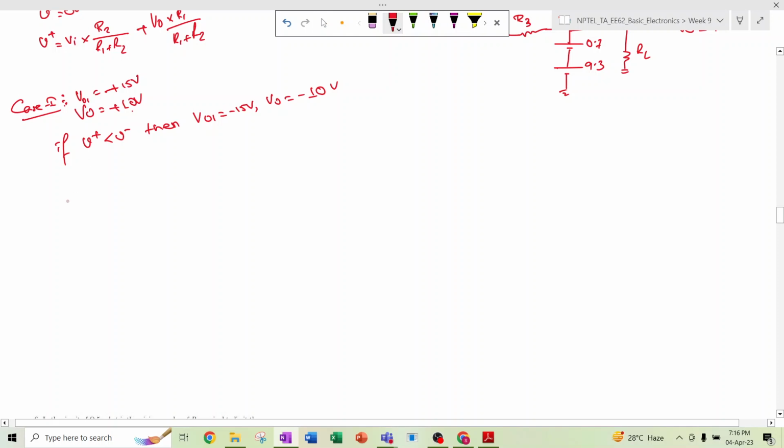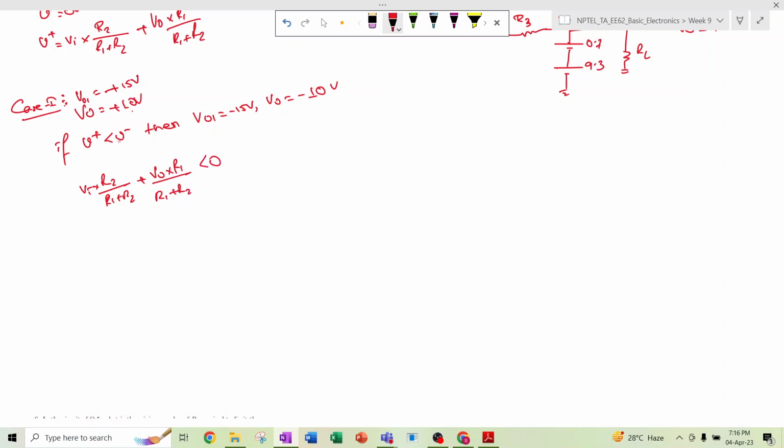So what is happening? V plus is Vi into R2 divided by R1 plus R2, plus VO into R1 divided by R1 plus R2, if it is less than 0 volt. V minus is 0, right? This is 0 and this is V plus. So if this is less than 0, that means Vi into R2 divided by R1 plus R2 is less than minus VO into R1 divided by R1 plus R2. These two cancel out, so Vi should be less than minus VO into R1 divided by R2, where we have considered VO as plus 10 volt.